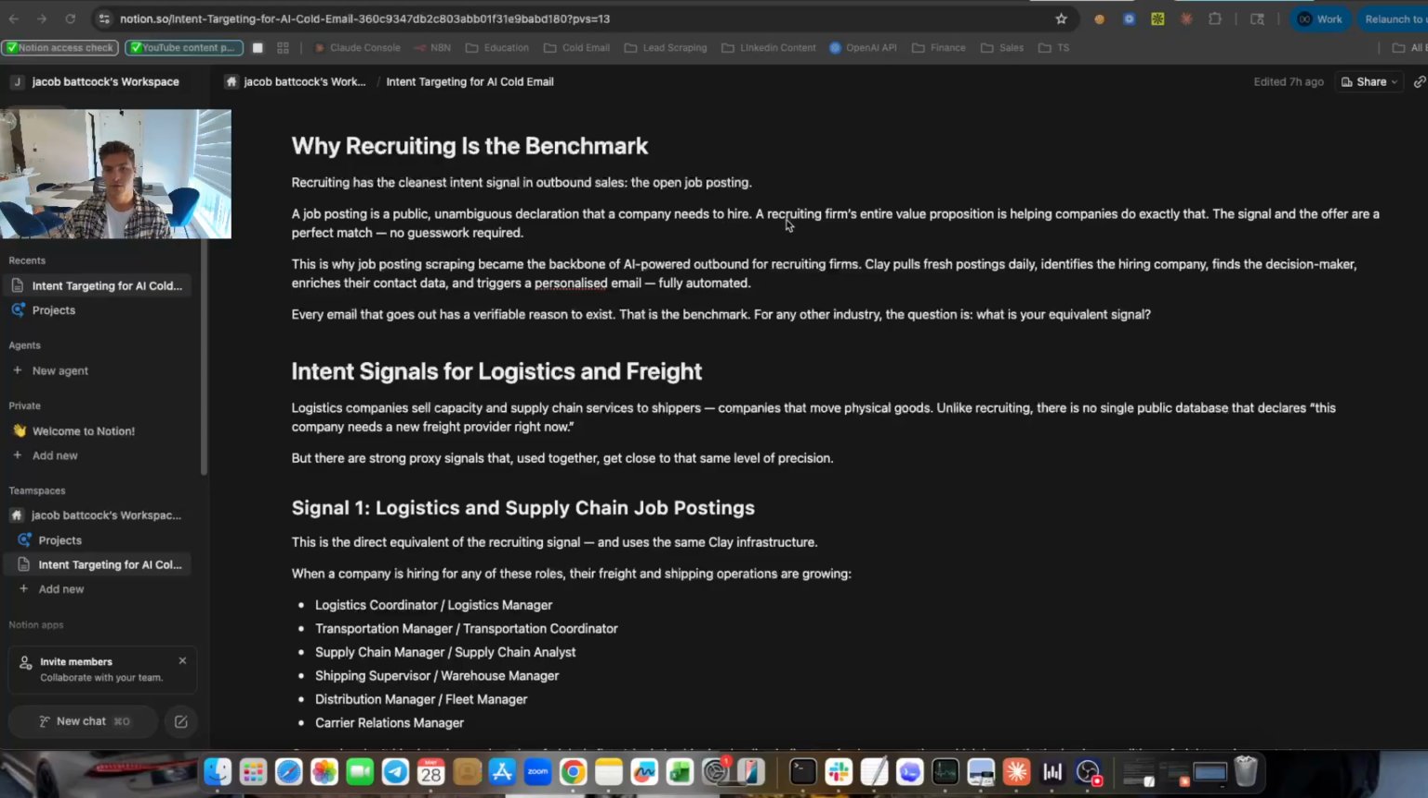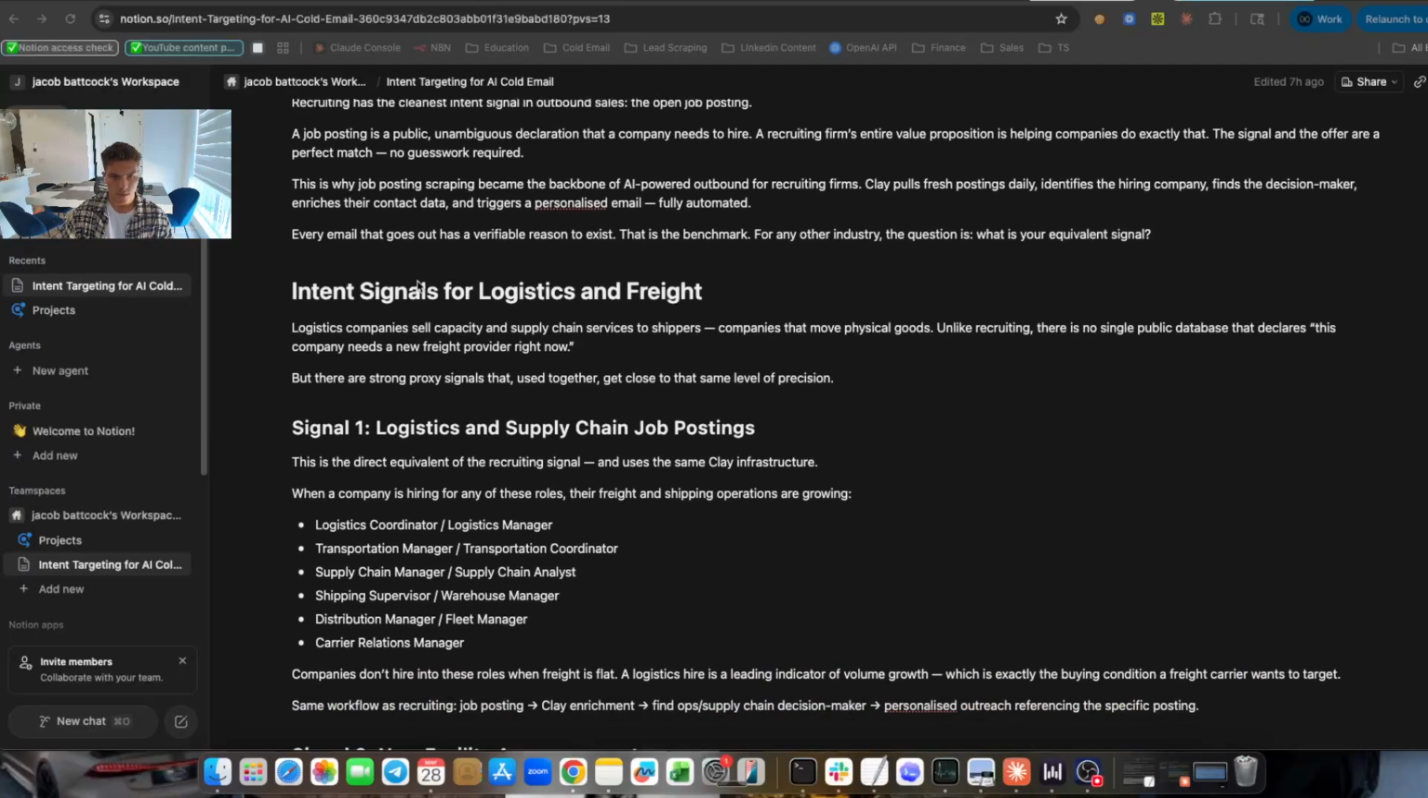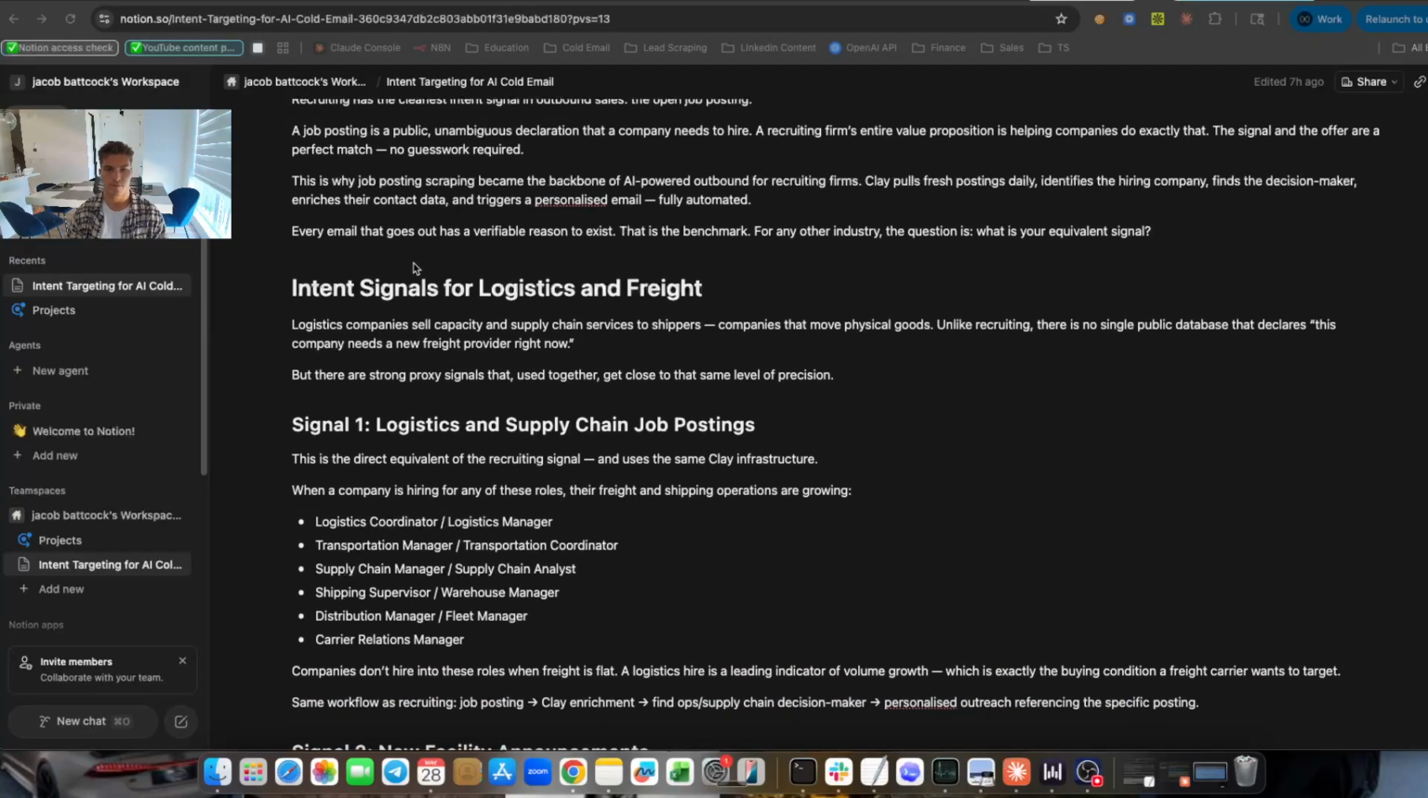or for a recruiting company to reach out to a company like this in that kind of time frame with no guesswork really being required. So this is why job posting scraping really becomes the backbone of AI cold email for people providing it for recruiting and staffing firms. Clay's infrastructure allows you to pull job postings daily within a certain time frame, and then you can pull all these jobs, have the companies for each job, and then find the decision makers at each job with a simple search done inside of Clay as well.